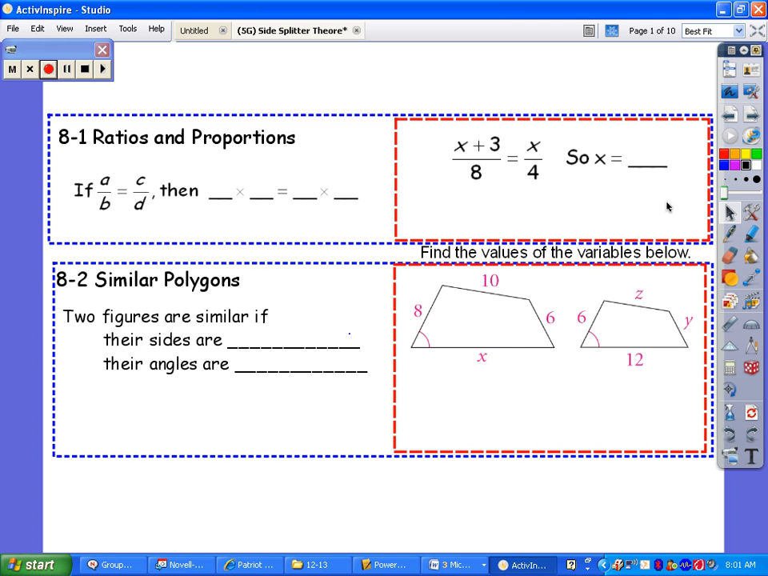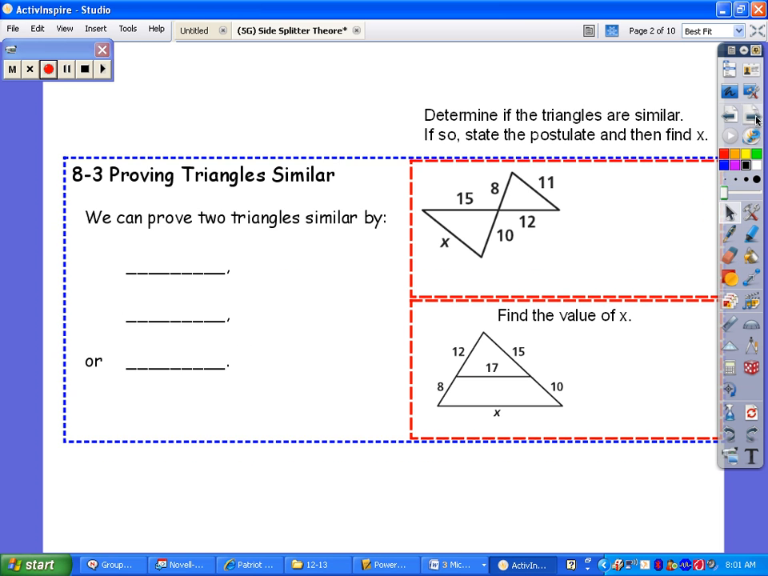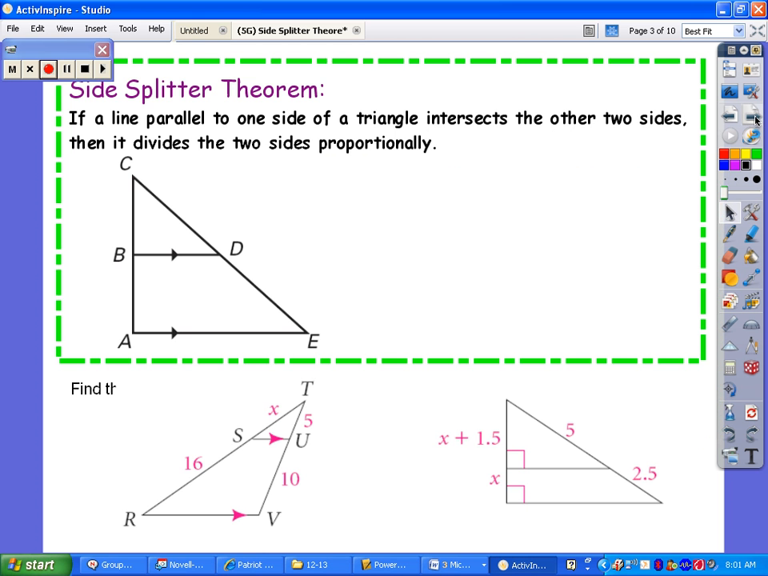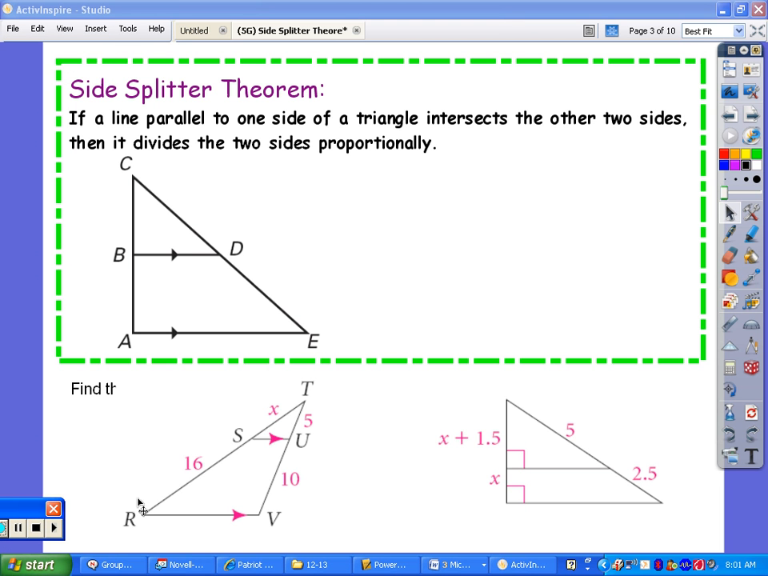And the first slide on 5G looks like this. Now, the first 2 slides we did in class today, the ones that start with 8.1 and 8.3. So we're going to start with the slide that says side splitter theorem. So for this theorem, it says that if you have a line parallel to one side of a triangle and intersects the other 2 sides, then it divides the 2 sides proportionally.